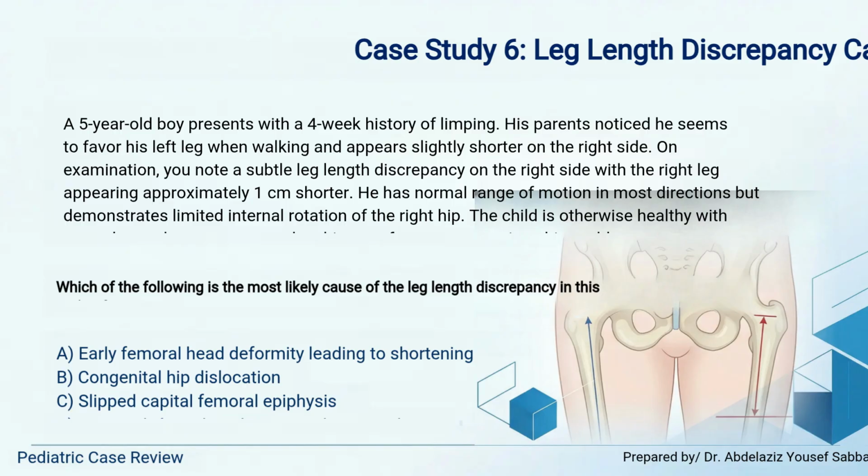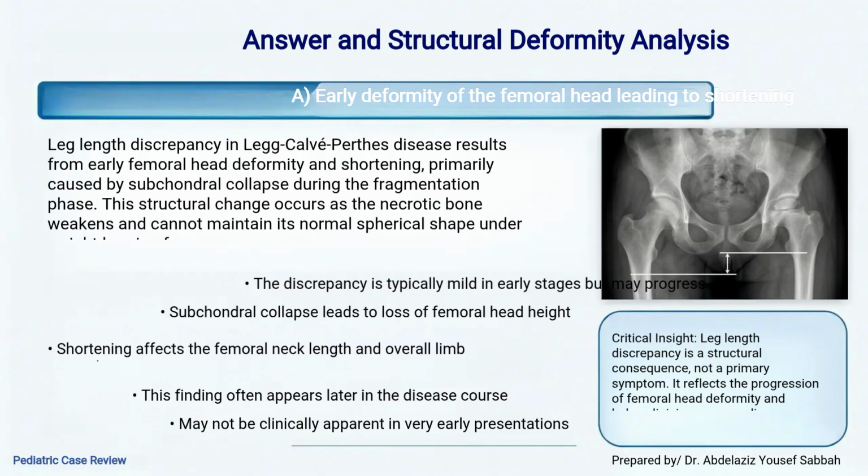Option A, early femoral head deformity leading to shortening. Option B, congenital hip dislocation. Option C, slipped capital femoral epiphysis. Option D, Legg-Calvé-Perthes disease with coxa valga. The correct answer is option A, early deformity of the femoral head leading to shortening.